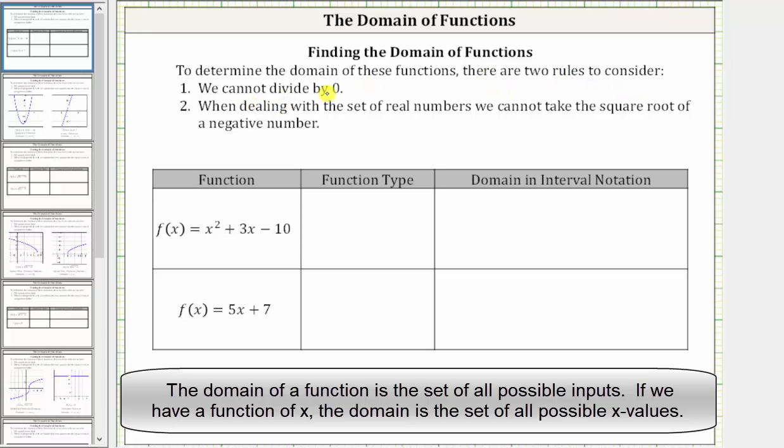Number one, we cannot divide by 0, and number two, when dealing with the set of real numbers, we cannot take the square root of a negative number.